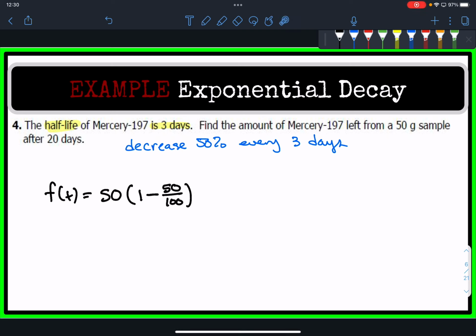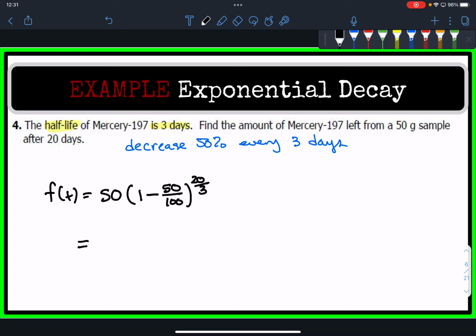And instead of raising it to the power of 20, because this is only decreasing every 3 days, this 20 is going to be divided by 3. So it's really only happening around 6.66 times in those 20 days. That's how many times we're going to multiply that value. So let's see what this is going to end up equaling.